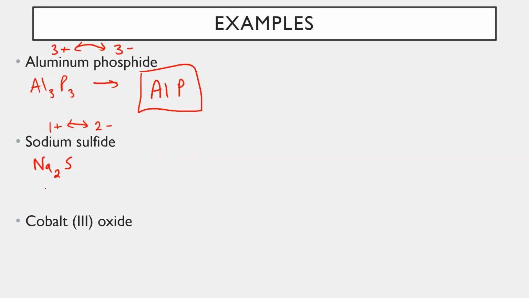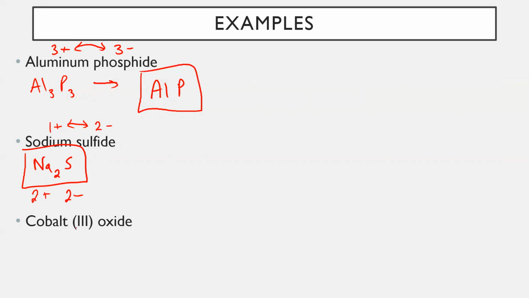If you're ever not sure whether or not this works, check your charges again. Sodium has a +1 charge. 2 times +1 is +2. Sulfur has a -2 charge. There's only one of them, so that has 2 negative. It balances out. It's equal to 0. We're good to go. And there's nothing we can divide both these numbers by. Didn't mean to put a little slash there. There's nothing we can divide both those numbers by, so we're good to go on that one.